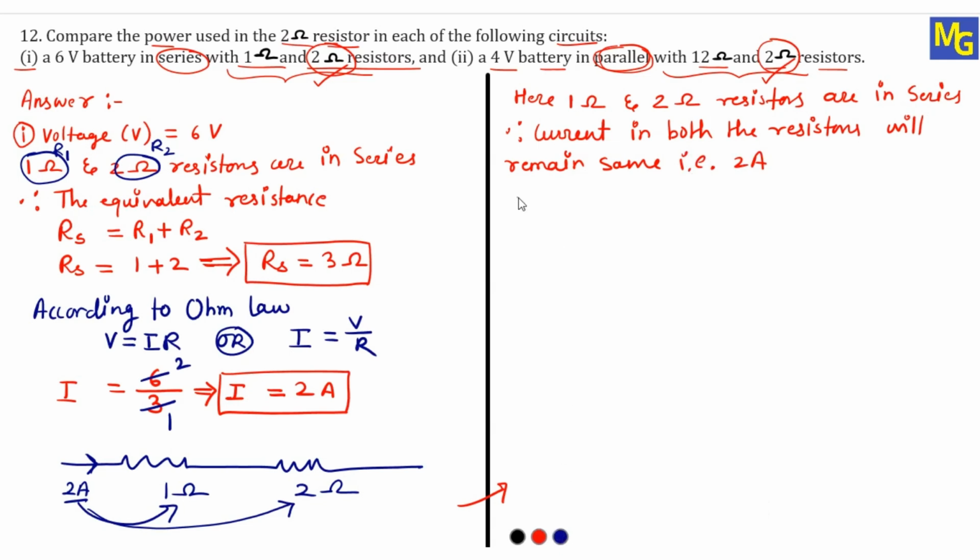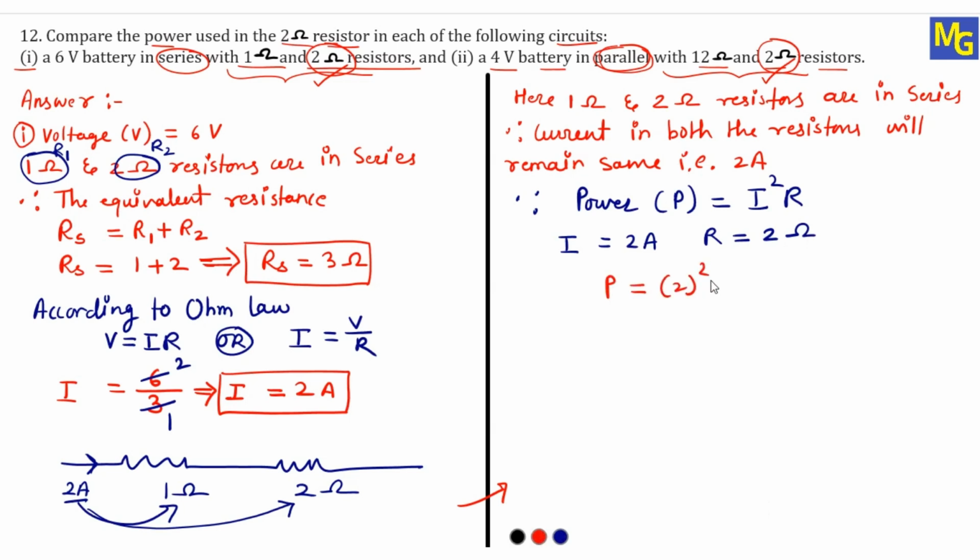Therefore, now I'll write, power is equal to, what is the symbol for power? It is capital P. Power is equal to I square R. Now in this formula, I, just now I told you, is 2 ampere. And what about the resistance? It is 2, because the question is we have to find out the power in 2 ohm resistor. Now substitute the values. Power is equal to 2 square into 2. So power is equal to 4 into 2, and power is equal to what? 8 and the unit is watt. So this is the power in first circuit.